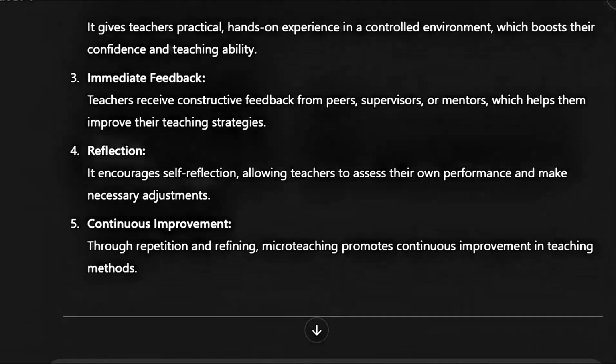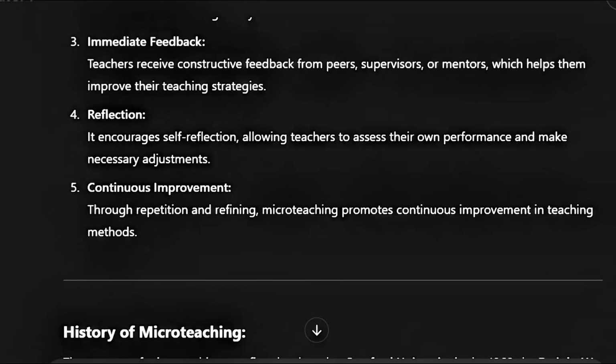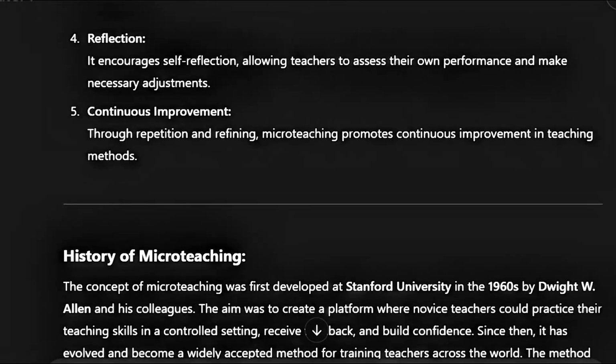3. Immediate feedback. Teachers receive constructive feedback from peers, supervisors, or mentors, which helps them improve their teaching strategies. 4. Reflection. It encourages self-reflection, allowing teachers to assess their own performance and make necessary adjustments. 5. Continuous improvement. Through repetition and refining, microteaching promotes continuous improvement in teaching methods.